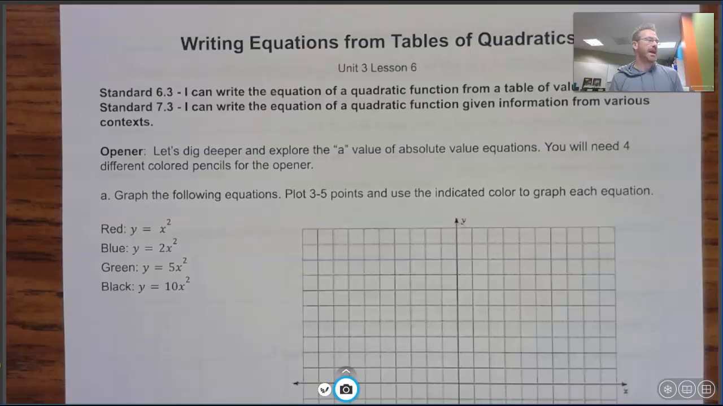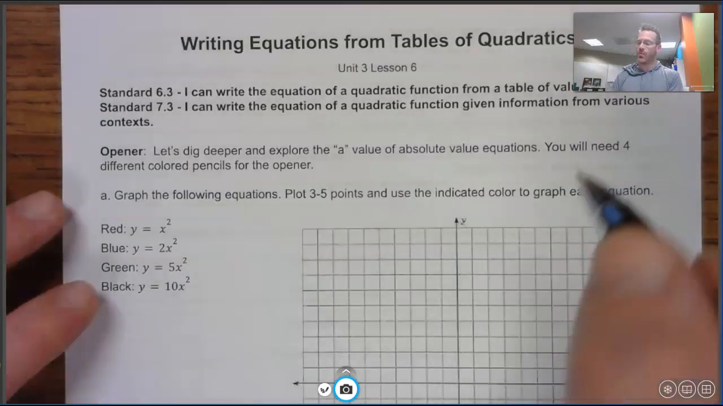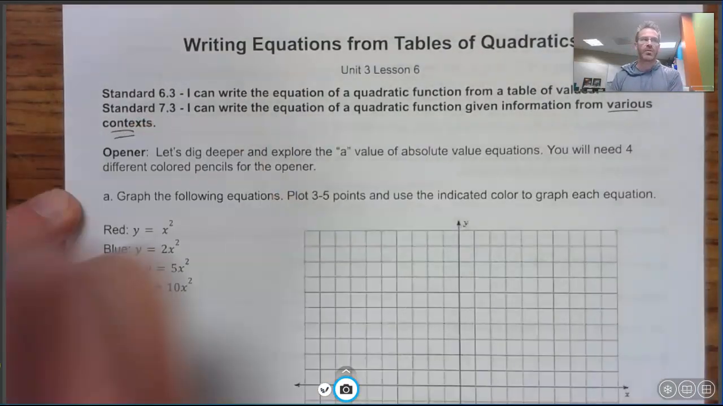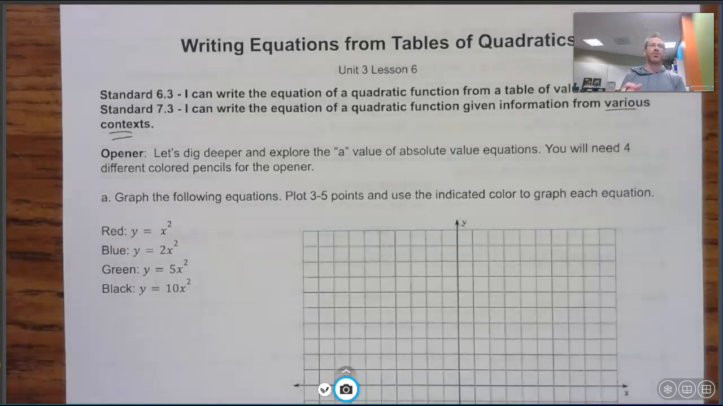All right, and here we go again. Another day, another type of function. So now we're going to transfer what we know from writing equations of tables of quadratics to, once again, these various contexts. Now, the good news is you're going to hopefully see some connections to what we did in our last lesson with absolute values.